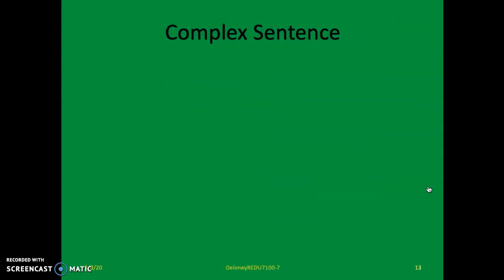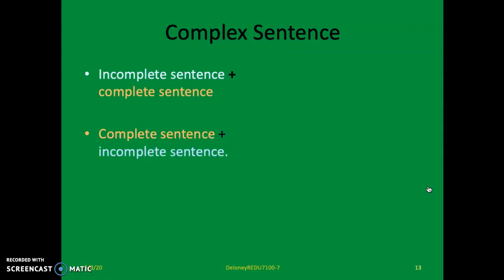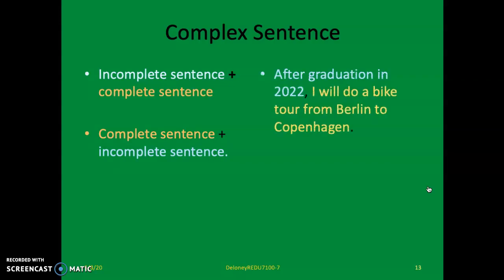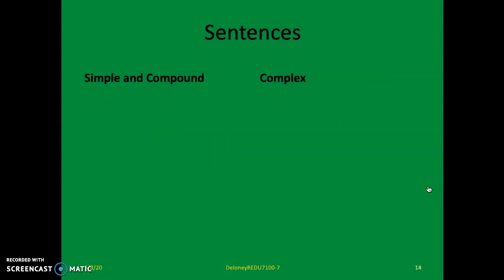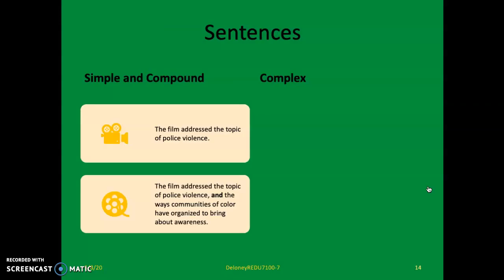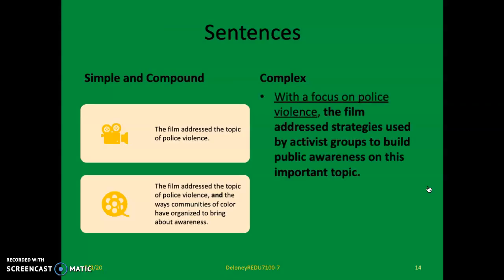The complex sentence is a combination of an incomplete sentence and a complete sentence, or it could be the other order, all right? Complete sentence and an incomplete sentence. And here are some examples of those, all right? You'll see they're separated when the incomplete phrase starts the sentence with a comma, all right? All right, so here's another example of simple and compound and complex sentences. All right, so this is a way to build detail and build ideas together using various types of sentence forms.